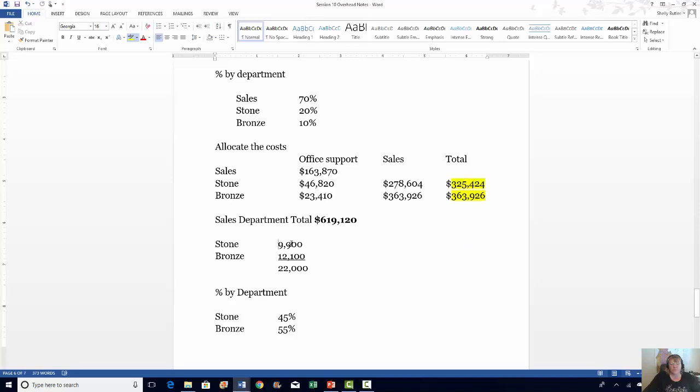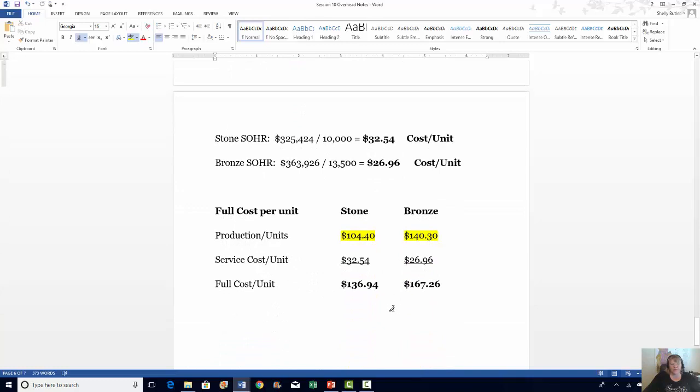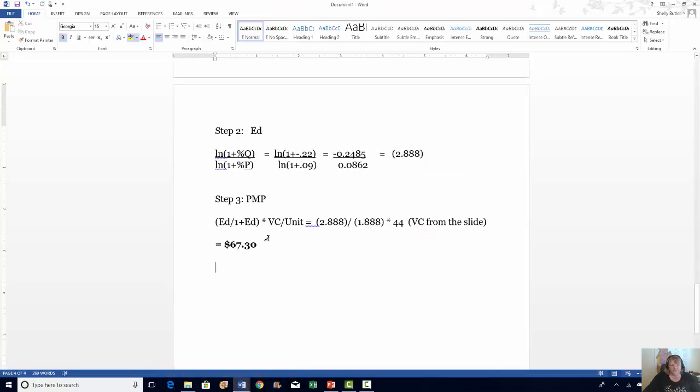Too simple. These are the numbers that we're going to be using in this assignment to find the cost plus. So I'm going to go back to, I'm going to take that off. And this is cost plus.